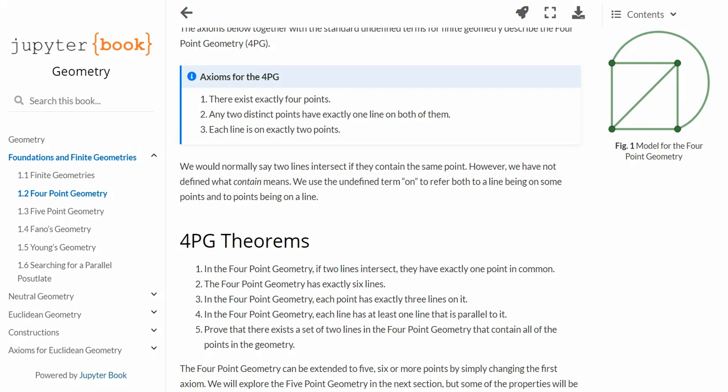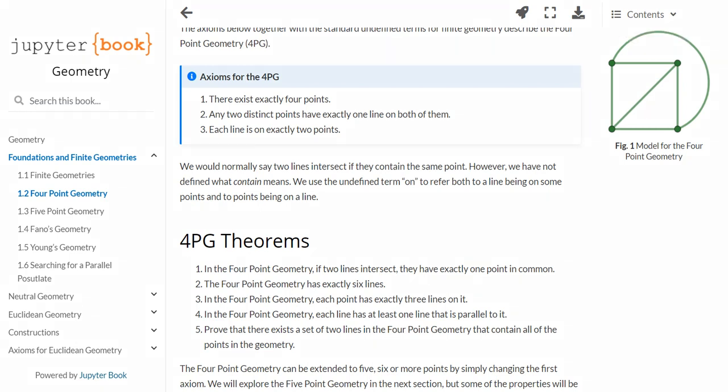The 4-point geometry has exactly 6 lines. Okay, well, 1, 2, 3, 4, 5, 6. But you can't just point at the model. The model is drawn after you know all of these things are true. All of these things can be proven without relying on the model.